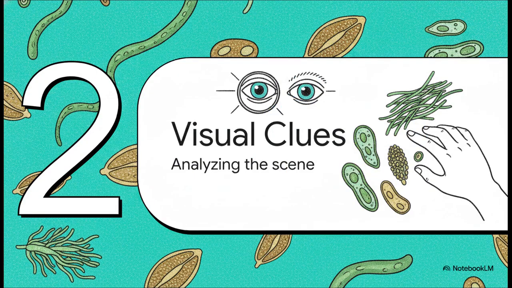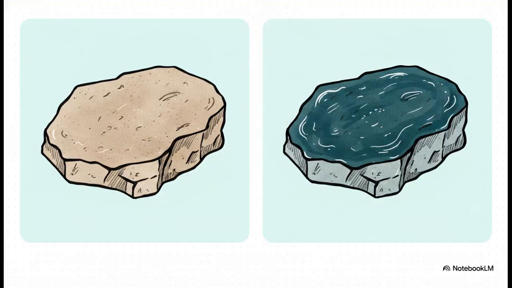Moving right along to Section 2, visual clues, color and texture, analyzing the scene. It's time to step a little closer to our aquatic crime scene. We're going to use our eyes and a gentle touch to gather our very first set of hard evidence. Now, what's really fascinating here is how distinctly different the color and sheen profiles are when you observe them closely.